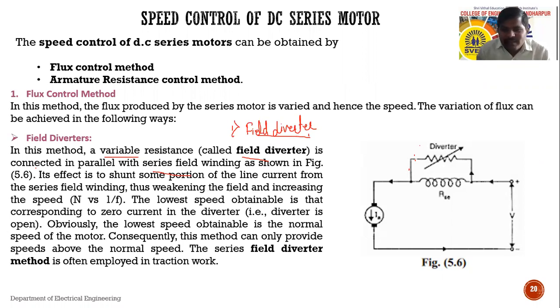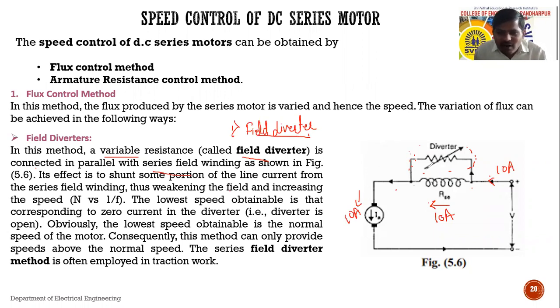What effect can be done? See, suppose we are supplying a 10 ampere current to the machine. Machine ला मी काय करतोय, 10 ampere current flow करतो. If this diverter it cannot be used, जर हा diverter use केलेला नसेल, all 10 ampere current flowing from this series field winding, right? Yes, sir. If we are not constructing a diverter, same current it will be flowing from armature. That means 10 ampere it will be flowing from armature. Armature मधून पण किती 10 ampere current flow होतोय.